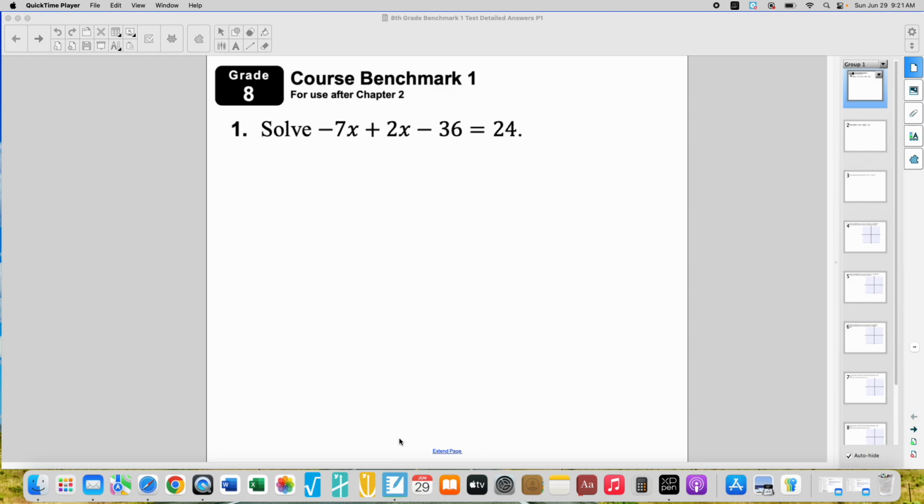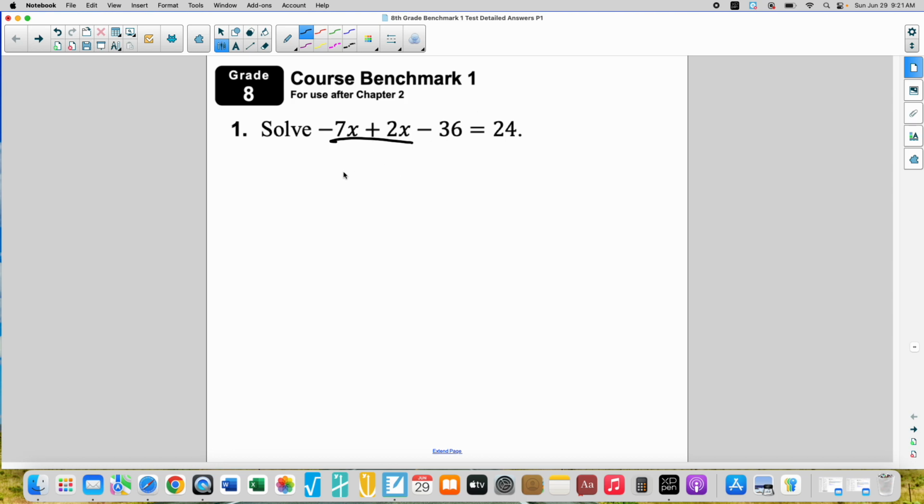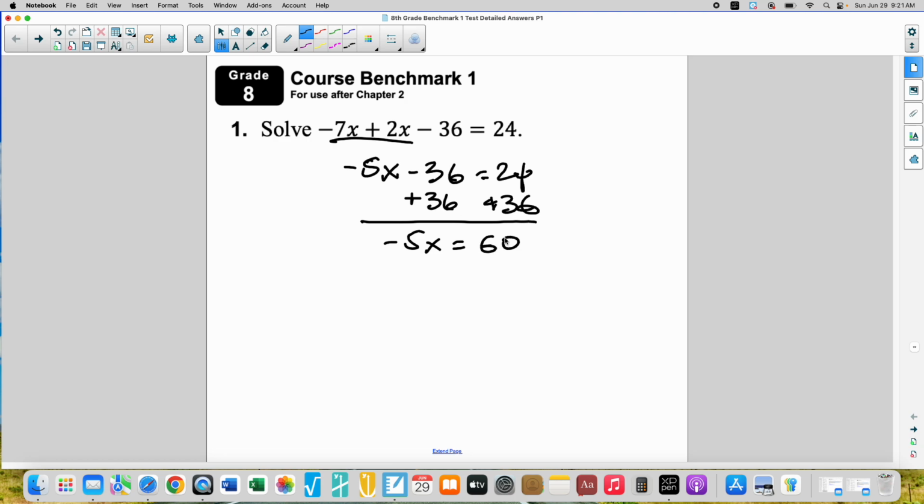So looking at problem number 1, we see that we have negative 7x plus 2x minus 36 equals 24. We need to remember to always simplify each of the sides before we isolate the variable. So since we have like terms on the left side, we're going to combine those 2 variables. And now we have a traditional 2-step. We want to get rid of things being added and subtracted first. So we're going to add 36 to both sides. That leaves us with negative 5x equals 60. Divide by negative 5, divide by negative 5, and you get x equals negative 12.